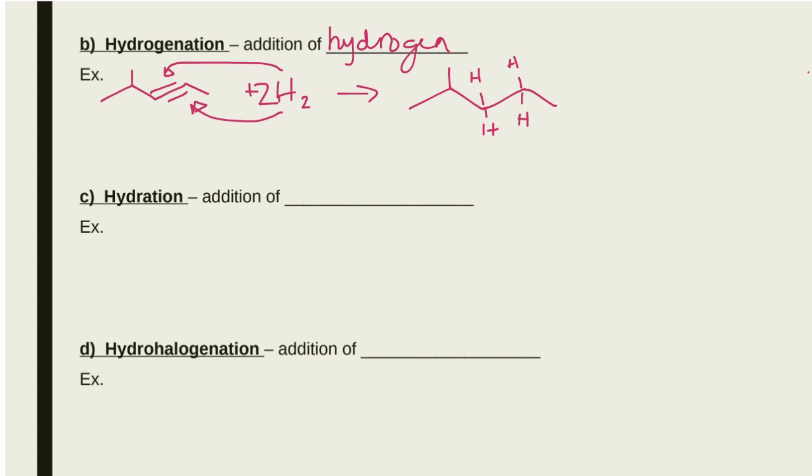Now let's look at an example of hydration. So if we're doing an example of hydration, this would be adding water. And remember that water has a structure of H2O, but water behaves like this, H and OH, whenever you're reacting it in an actual chemical reaction. So let's do an example of a hydration.